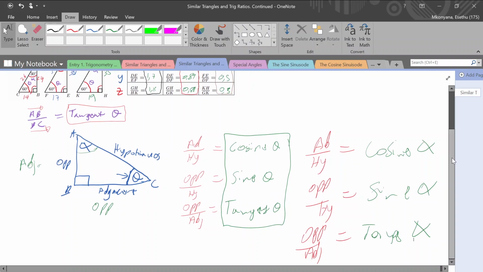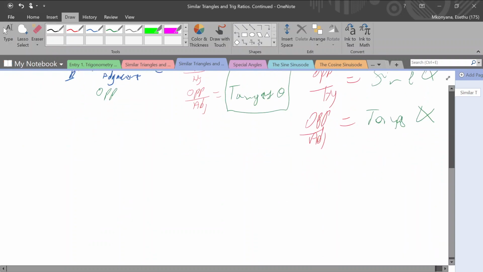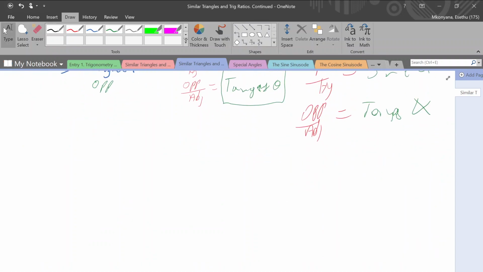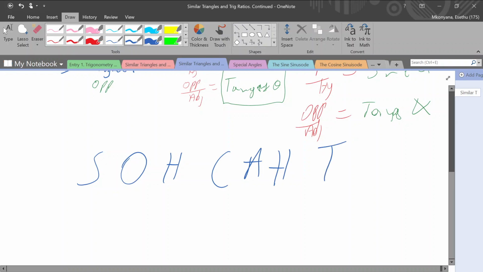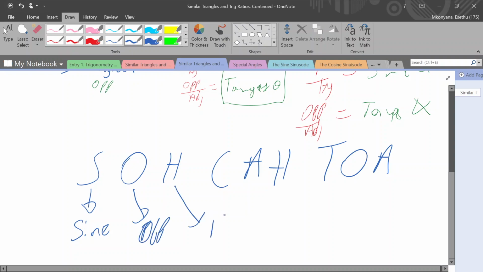And to remember these ratios, there is a trick that you can use. The trick is a word called SOHCAHTOA. So you can always use that trick. In a sense, you have sine, you have opposite, you have hypotenuse. So sine is opposite divided by hypotenuse. That's what this is saying.